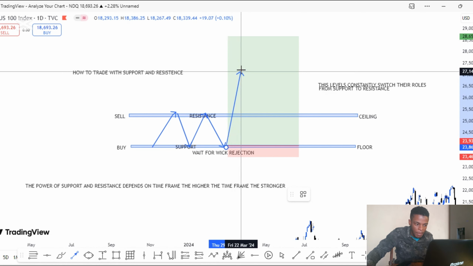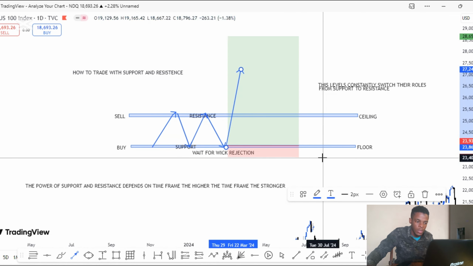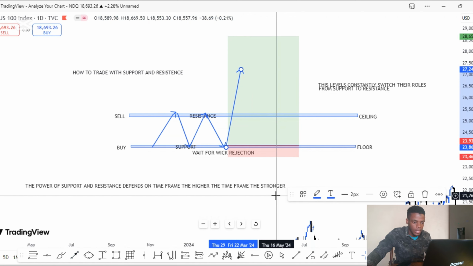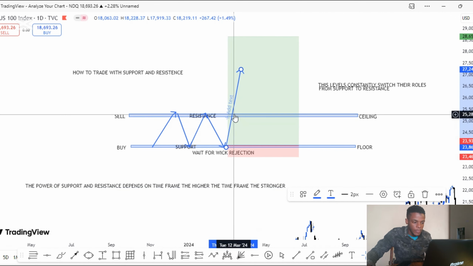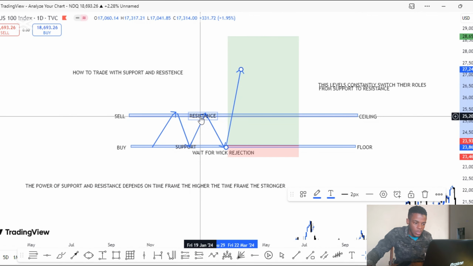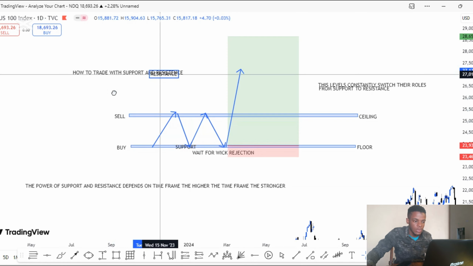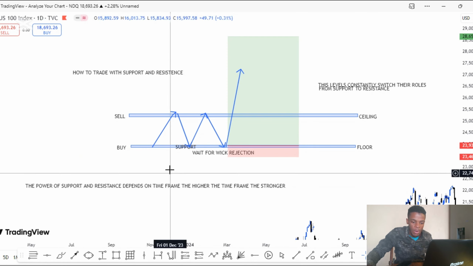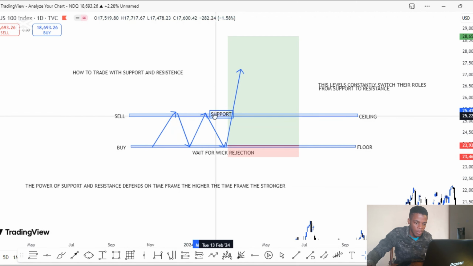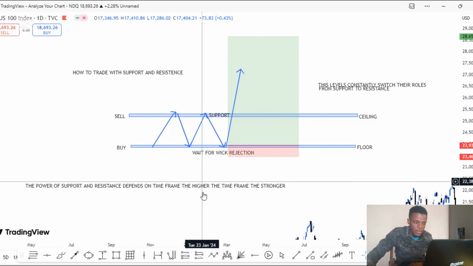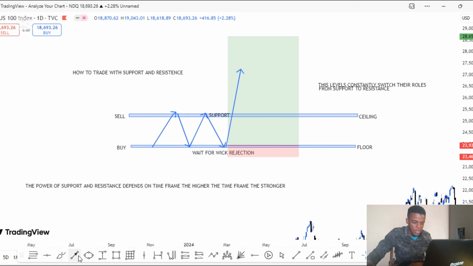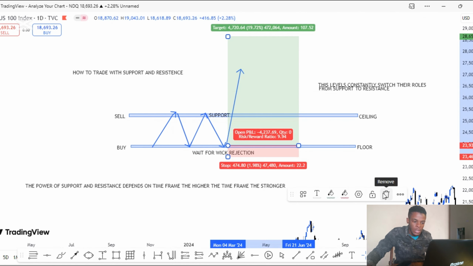When the market breaks out of this point here, I want you to understand one thing that's going to happen. These levels constantly change their roles. A support can become a resistance, and a resistance can become a support. So when the market breaks this point here, our resistance is no longer our resistance. You see, it has become our support. At this point we now have a support instead of resistance. So when you have a support, you can enter again.